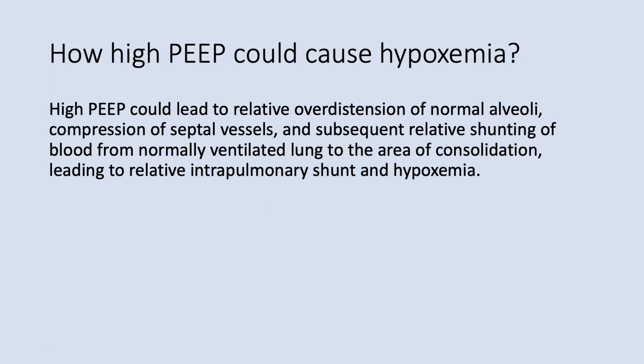And this can explain how high PEEP could cause hypoxia. If you give higher PEEP, that will result in overdistension of the normal alveoli, which will result in compression of the septal vessels, and subsequently ventilation perfusion mismatch and shunting of blood flow from normally ventilated lung toward areas of consolidation, which will result in further hypoxia.